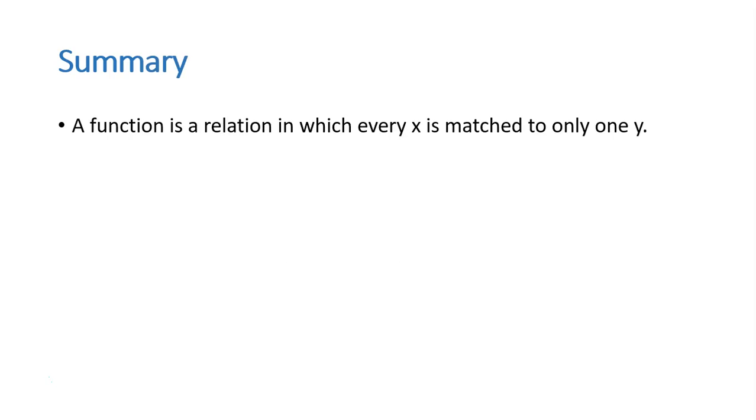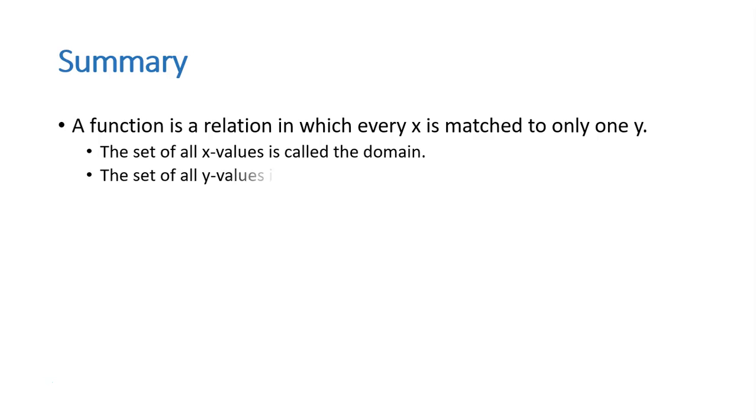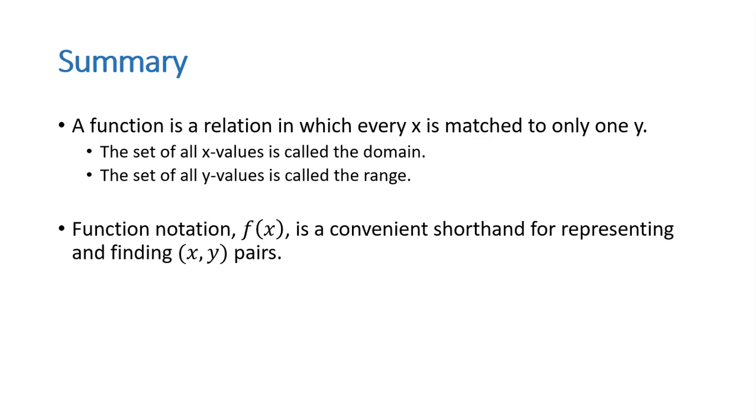So to summarize, a function is a relation in which every x is matched to only one y. In other words, for anything we input into the relation, we know exactly what our output is going to be without supplying any additional information. Every input is matched to exactly one output. The set of all inputs, or all x values, is called the domain, and the set of all y values is called the range.